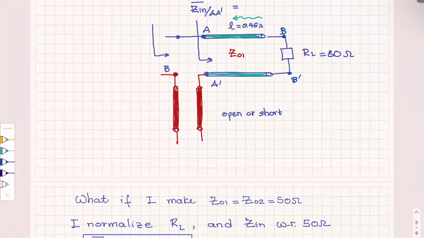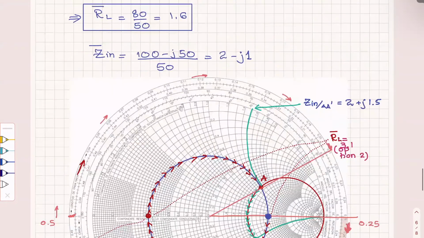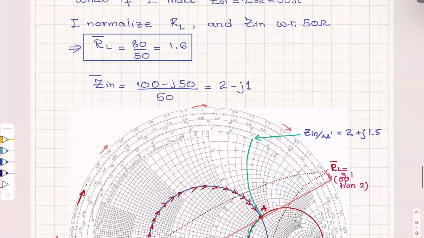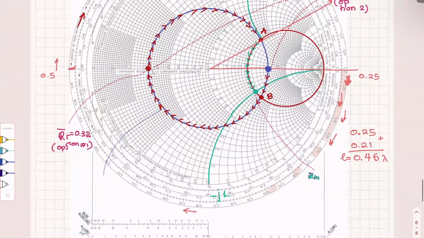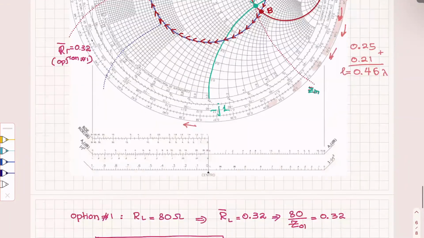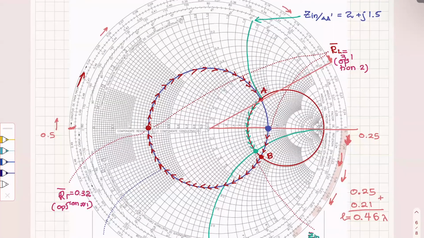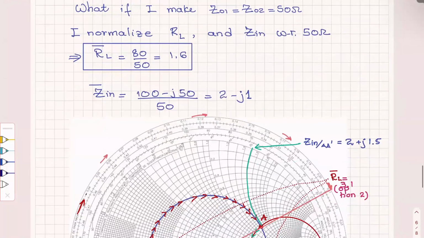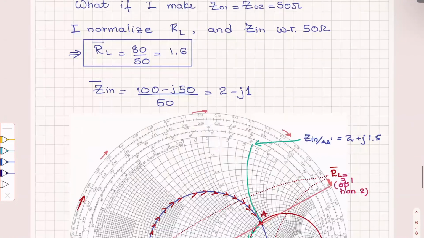Now we normalized with respect to the new Z01. We found, if you remember, that Z01, the same thing here, will be 26 ohms or something like that. How much did we find? We move it either there or there. And what did we select? Z01 to be 26 ohms. And if that is the case, the Z input is going to be more than that.